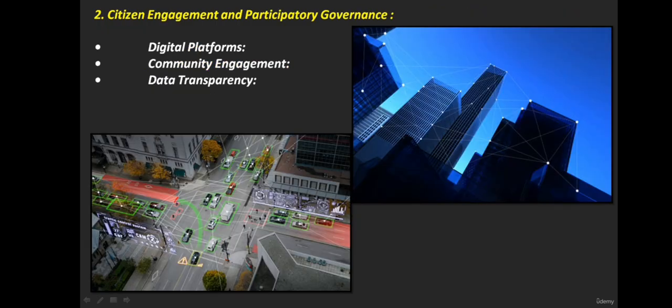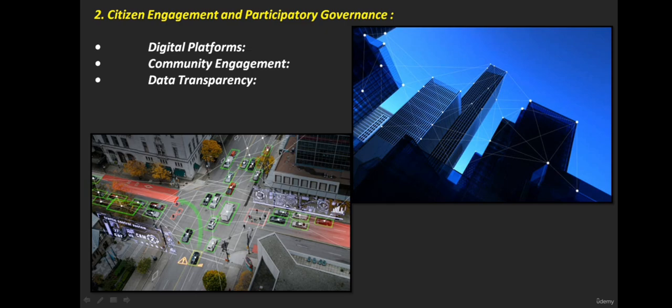The second point will be citizen engagement and participatory governance. Effective governance in smart cities involves active citizen participation in decision-making processes. This can be achieved through digital platforms. Create online platforms where citizens can voice their opinions, provide feedback, and participate in discussions about urban planning and policies.